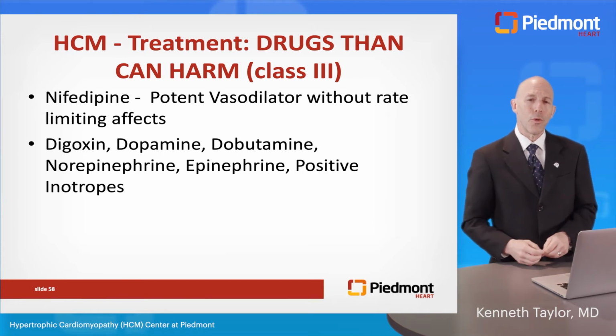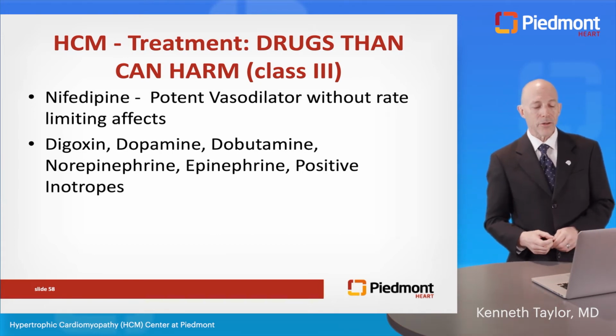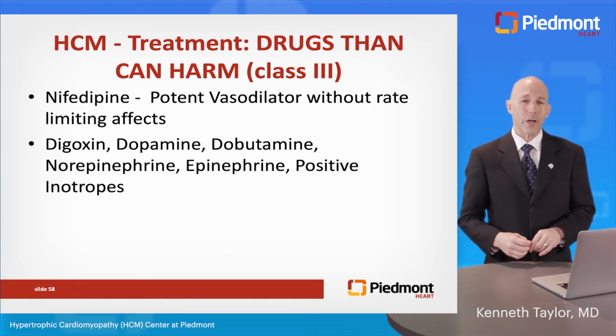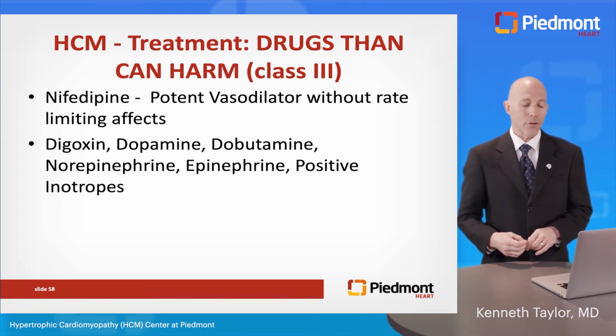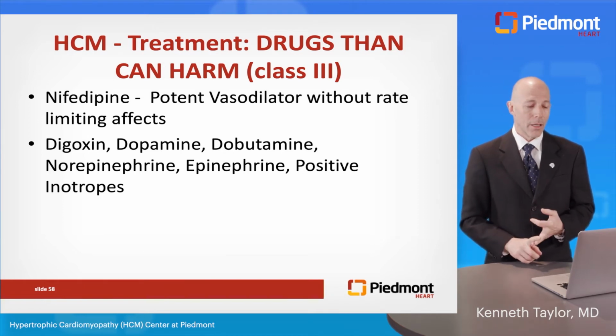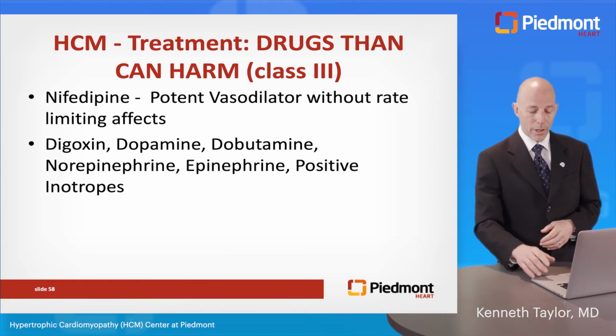You have to be careful with pure vasodilators like nifedipine. Again, if you drop afterload too much in an obstructive hypertrophic cardiomyopathy patient, you can create increasing gradients. And you've got to avoid anything that increases inotropy, especially in the hospital, things like dopamine, dobutamine, epinephrine, norepinephrine in these patients.